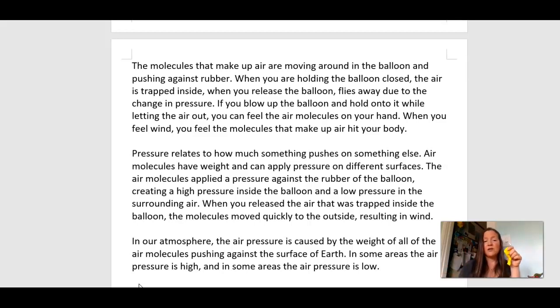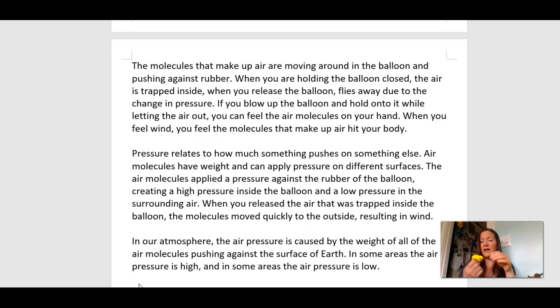So let's take a look at our packet and see what that says. Pressure relates to how much something pushes on something else. Air molecules have weight and can apply pressure on different surfaces. The air molecules apply pressure against the rubber of the balloon, creating high pressure inside the balloon and low pressure in the surrounding air. When you released the air that was trapped inside the balloon, the molecules moved quickly to the outside, resulting in the wind. So that was what I was feeling.